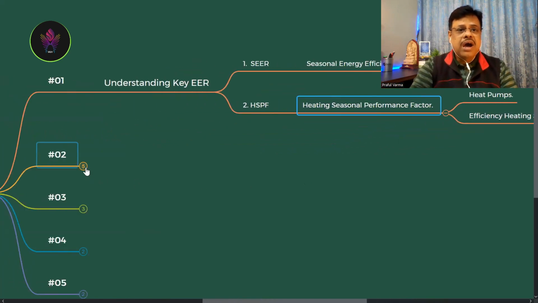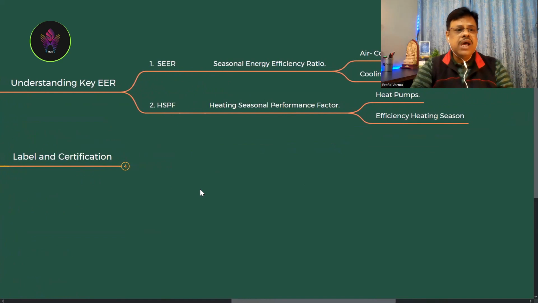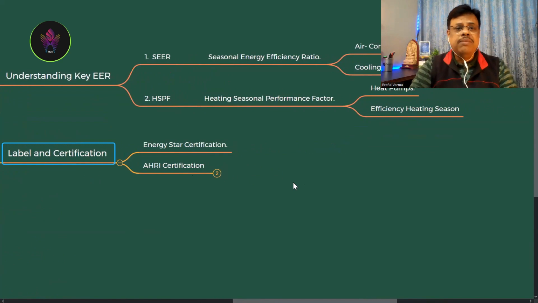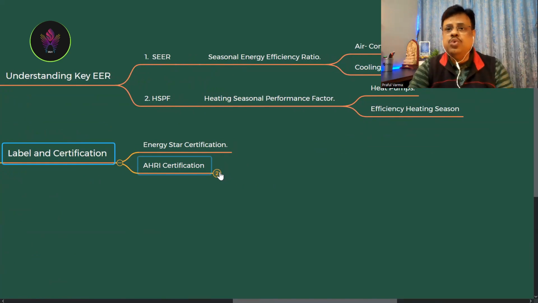Now, after understanding this, we'll get into the label and certification. I'm talking in terms of a buyer. When you are walking into any outlet where you'll be buying your cooling or heating equipment, or whether you are calling a professional to your place, in either case you normally see Energy Star certification. There are two things that come into the scenario.